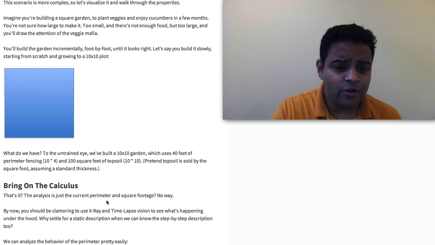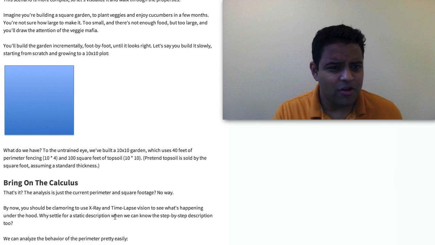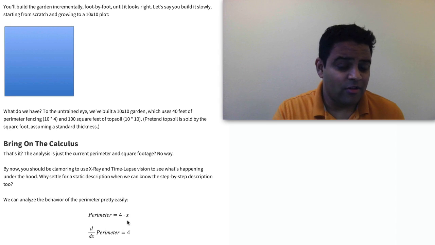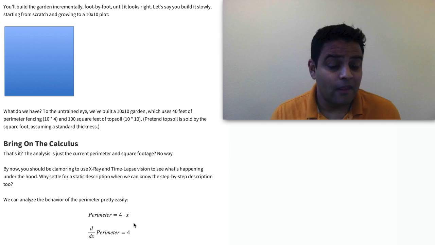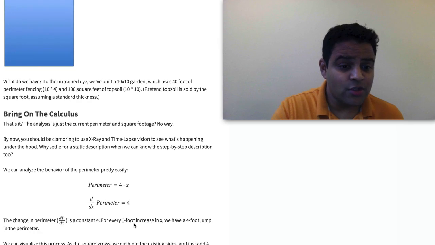That makes sense, but we don't have a calculus level understanding, which we can bring in right now. You should probably be itching to use your x-ray vision on this thing because you want to see how it's changing. So we can say the perimeter is a function 4 times x, and the derivative should be 4. That means every time we increase x, we're adding 4 units of perimeter.